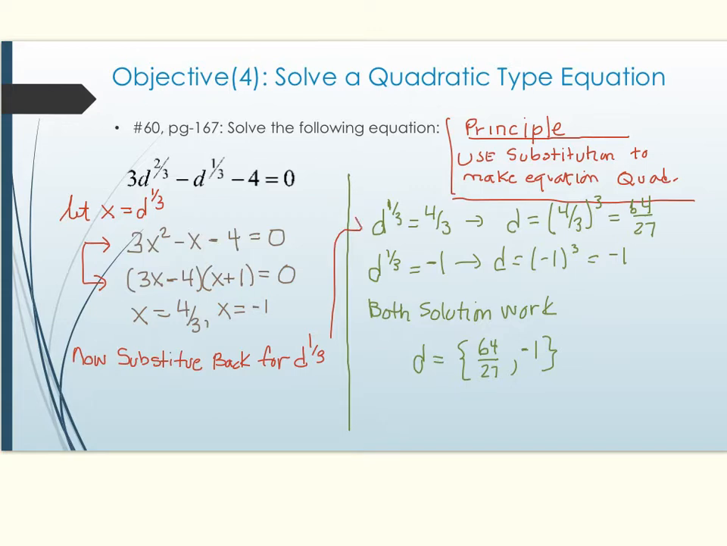So we come up here and we see that d to the 1/3 is equal to 4/3. And now we cube both sides of the equation. When we do that, we get d is equal to 4/3 cubed, which is 64 over 27. So that's one of our solutions. The next solution is d to the 1/3 is equal to minus 1. Well, when I cube both sides of the equation, I get d is equal to negative 1 cubed, which is just negative 1. So in this case, both solutions work, and so we have the solution 64 over 27 and minus 1.